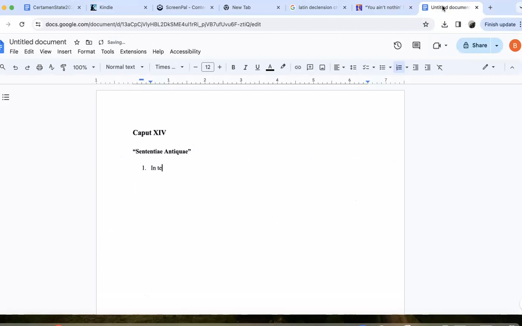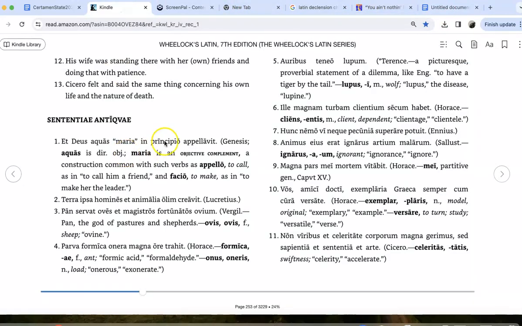in the beginning, God called, I type here, the waters, the sea. All right, so in the beginning, in principio.